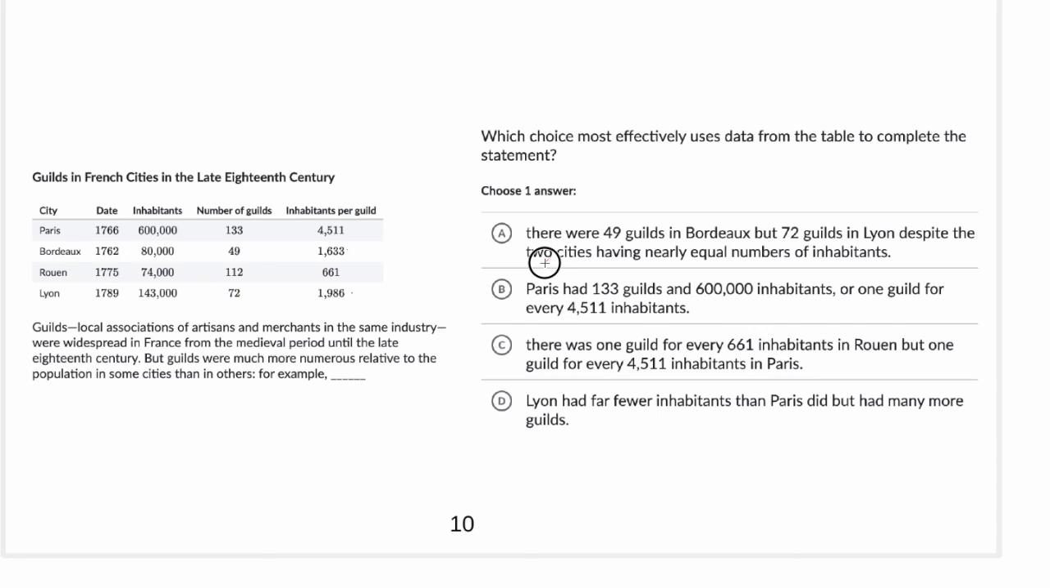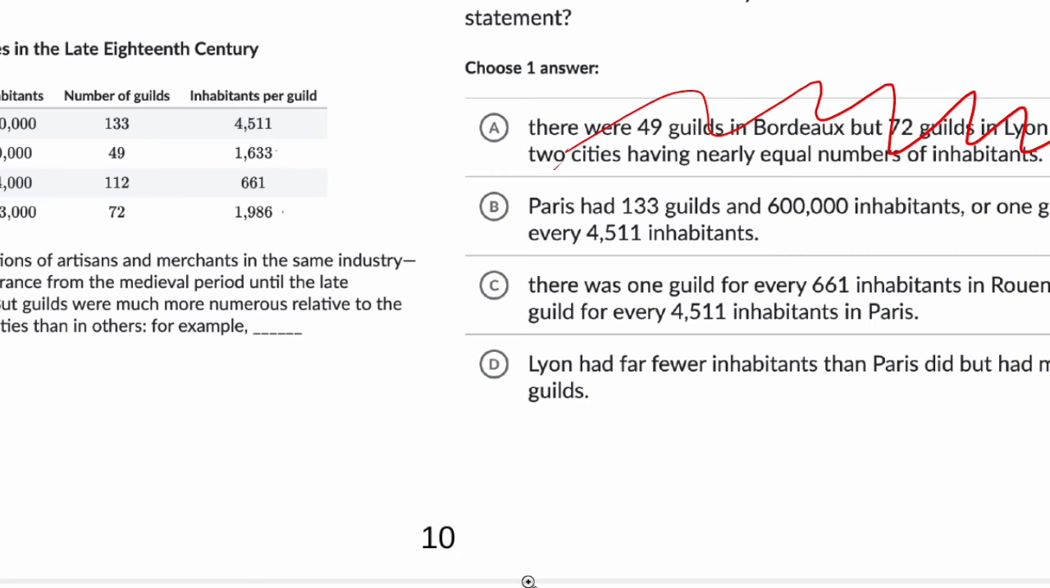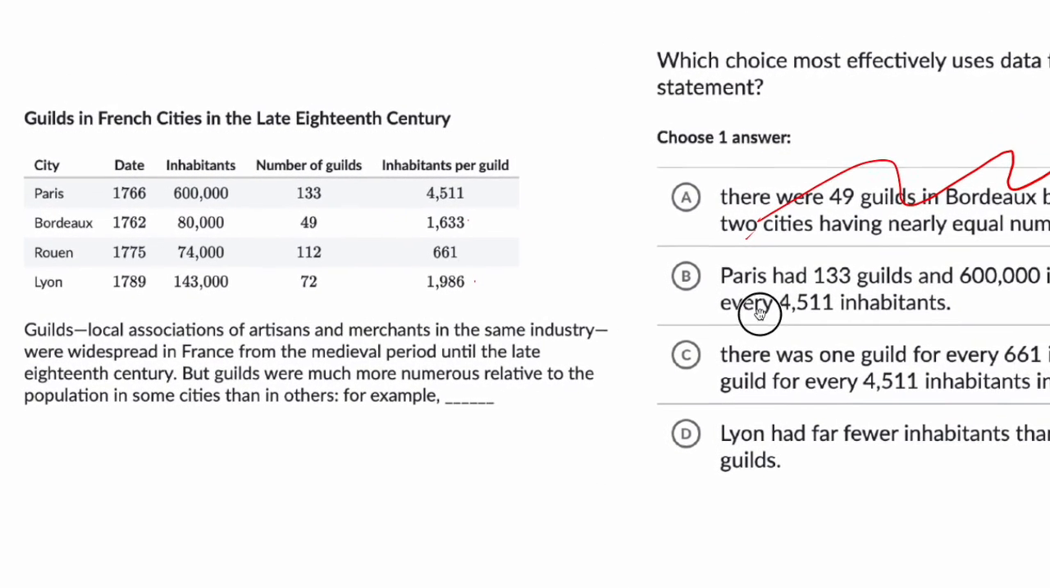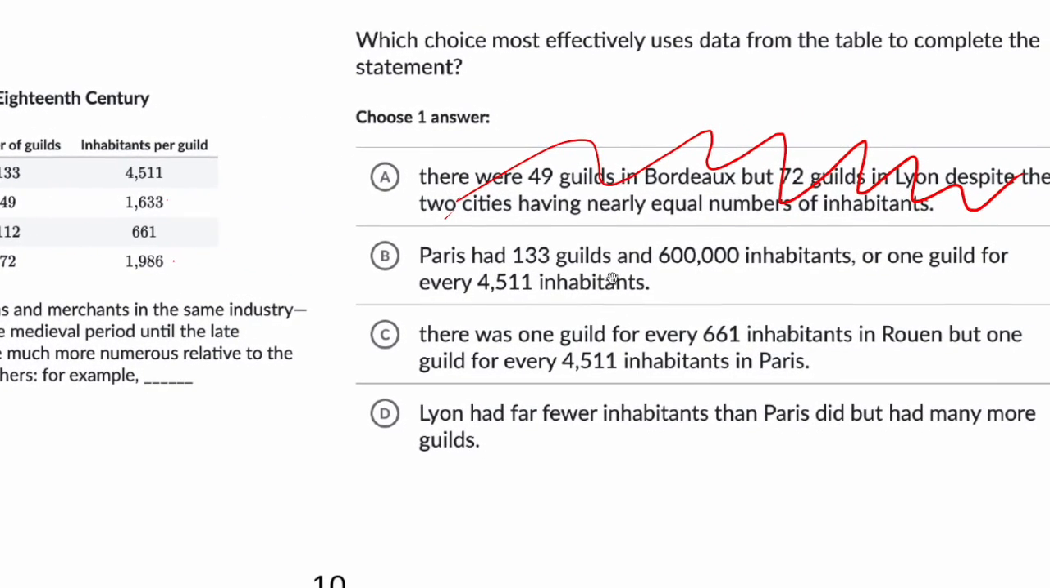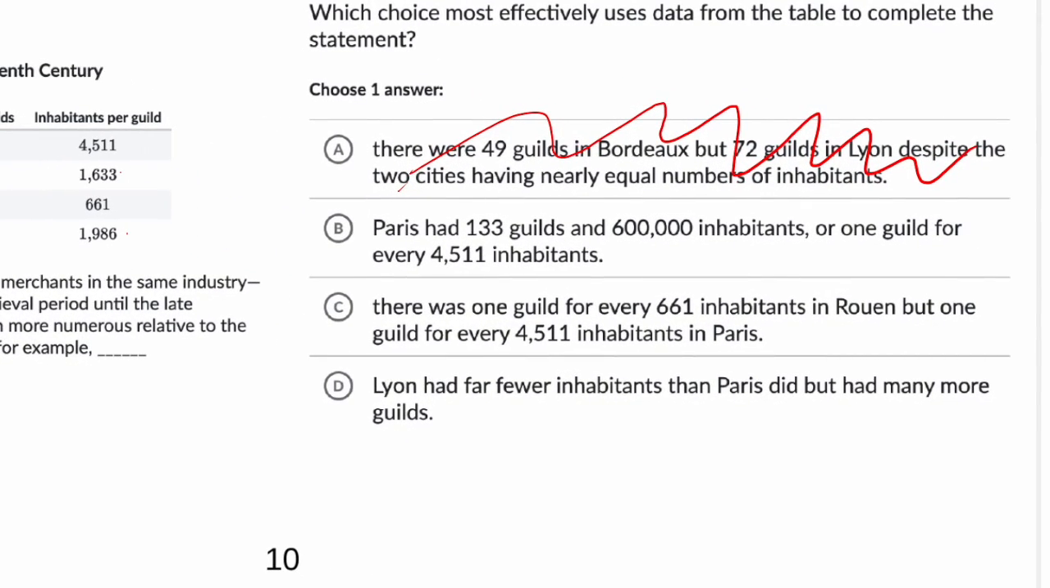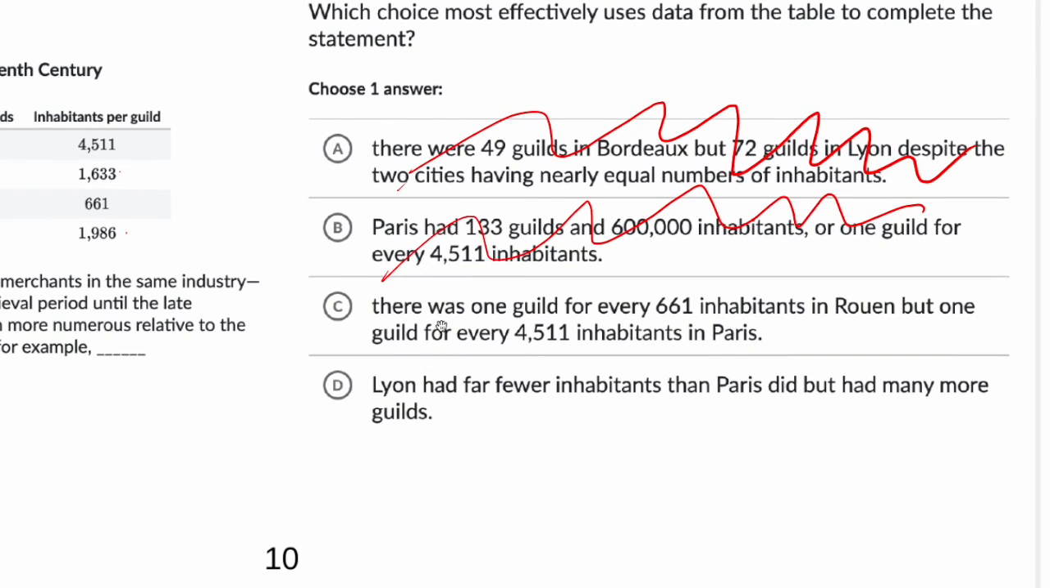Okay, so no. Oh, well, B, Bordeaux and Lyon. So it's accurate. No, it's not accurate, because the two cities don't have nearly equal numbers of inhabitants. They have pretty different numbers of inhabitants. It's hard to get all this on the screen in a way that is properly zoomed in. Okay, it's got to involve a comparison. So B is not going to be correct.